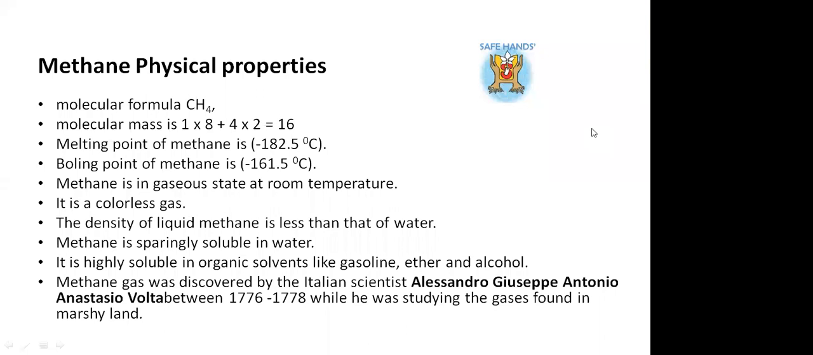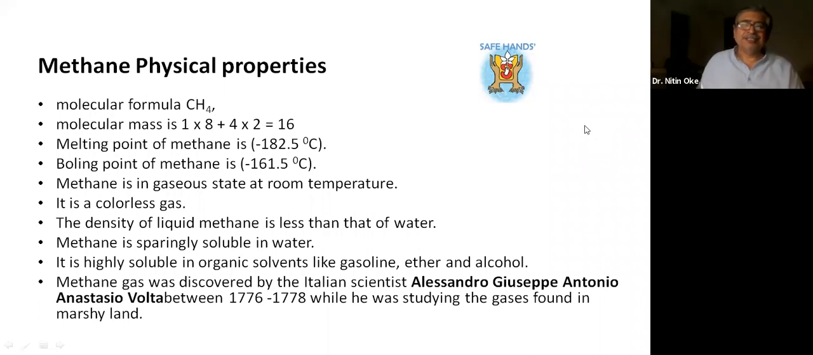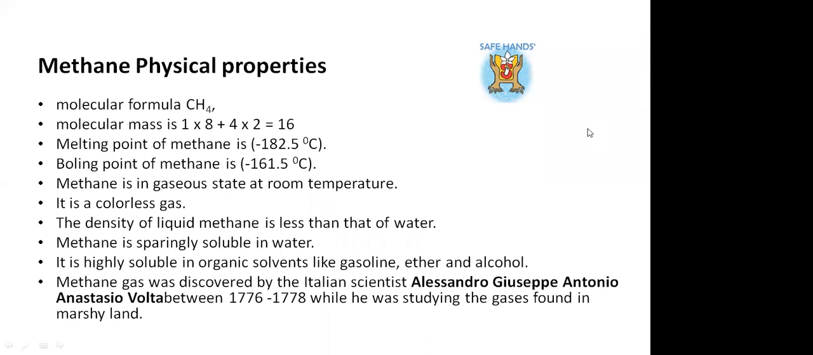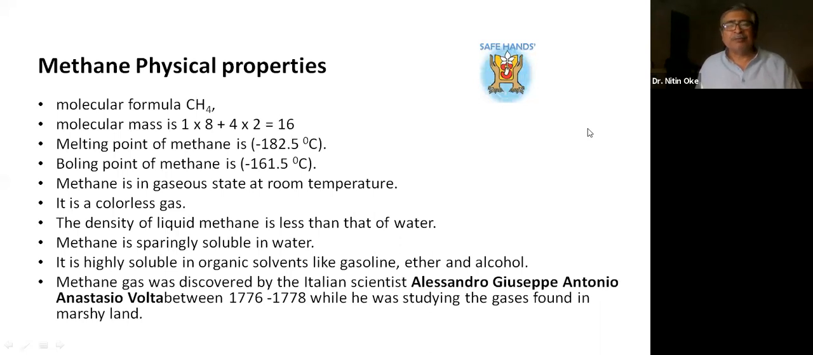Sir, methane reacts with oxygen to become a harmful substance, no? Reacting with oxygen, that is burning, son. When it burns, it will create carbon dioxide, and carbon monoxide if it is partially burning. Otherwise, it is just going to create carbon dioxide and water. Why poisonous?